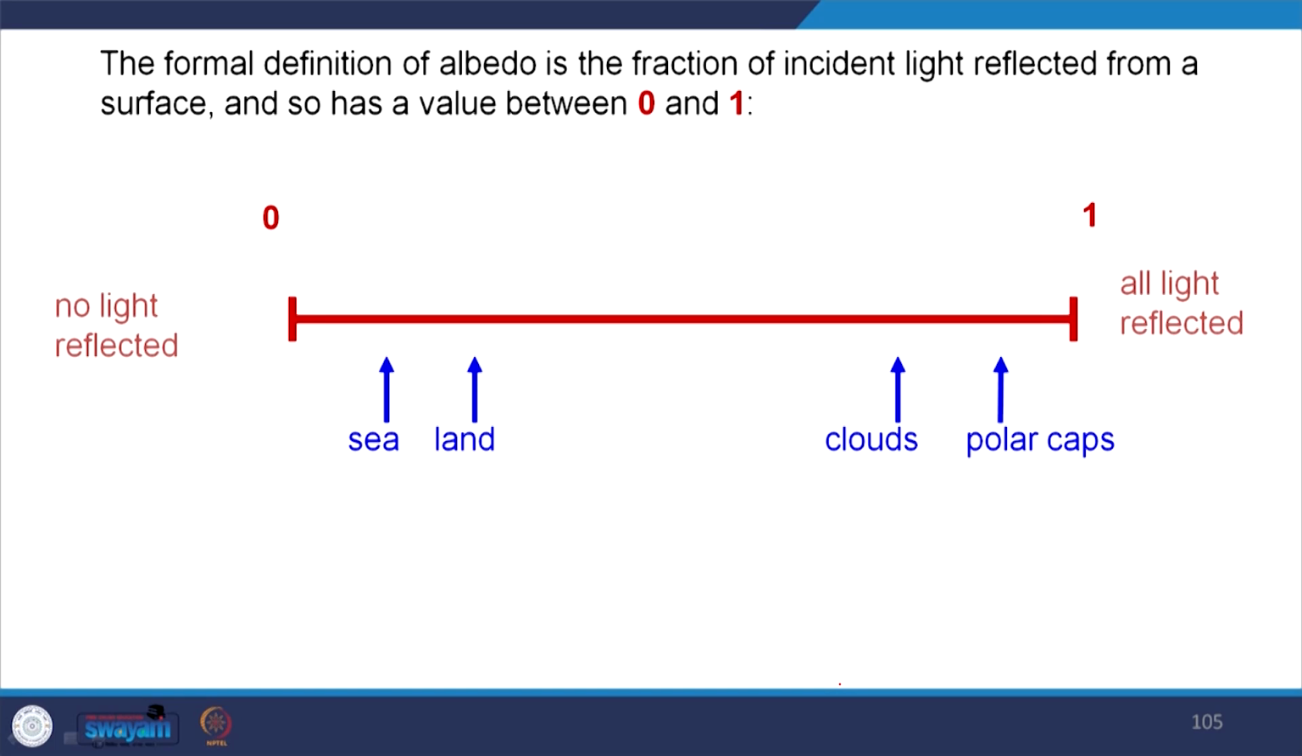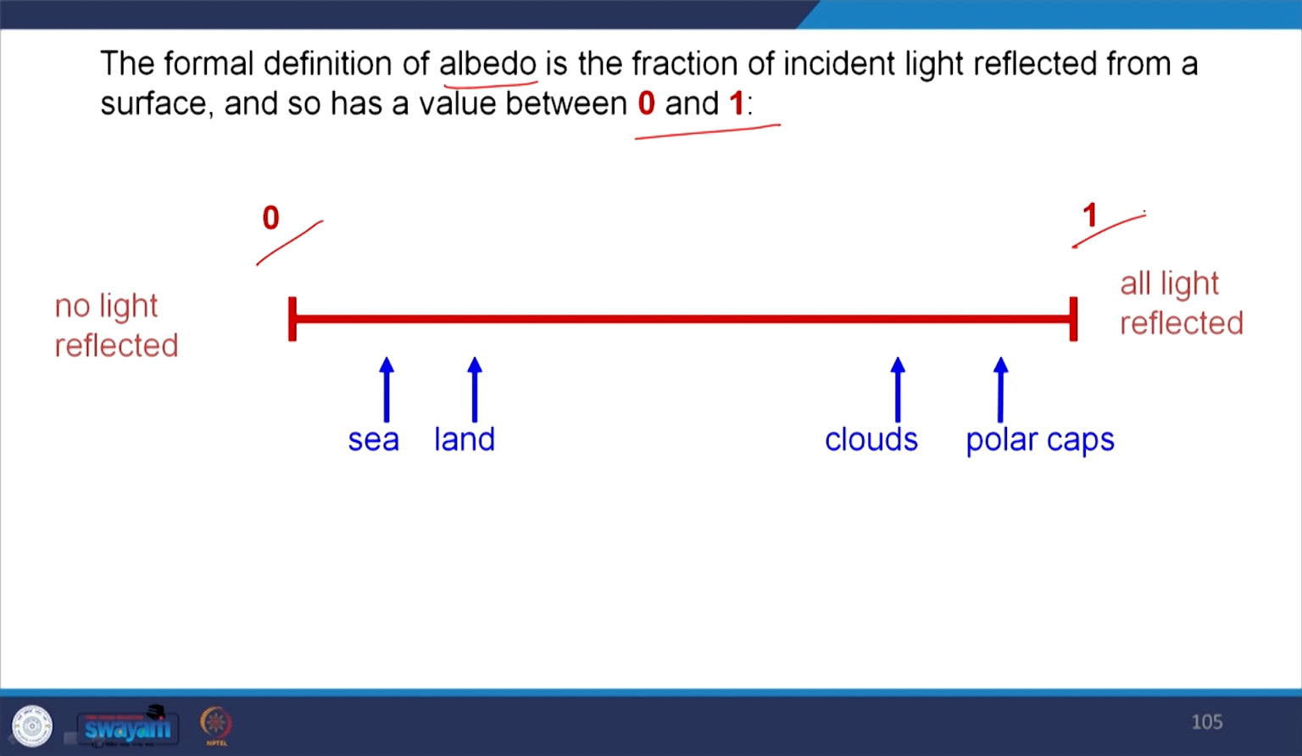You throw something, what is the fraction that you get back, or what is the fraction that the surface throws back or reflects back? This is generally called the albedo. Since it is a ratio, it can only be between 0 and 1; it cannot be greater than 1. So for a practical understanding, you have a limit of 0 and 1. When the albedo is 0, no light is reflected, all of it is absorbed.